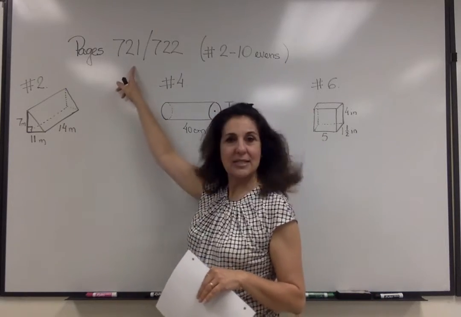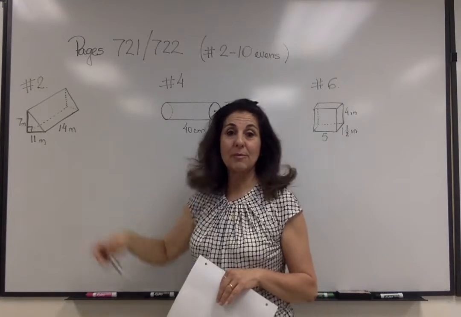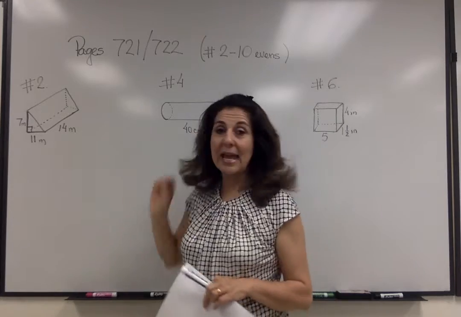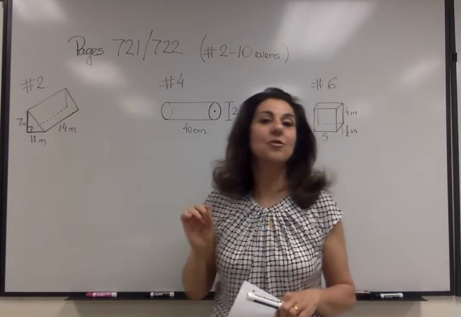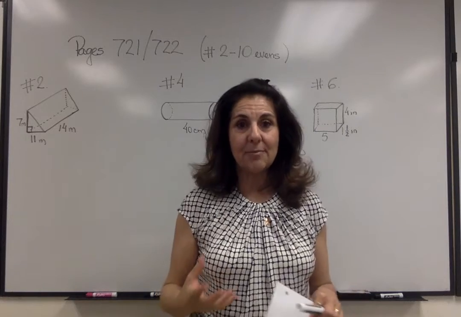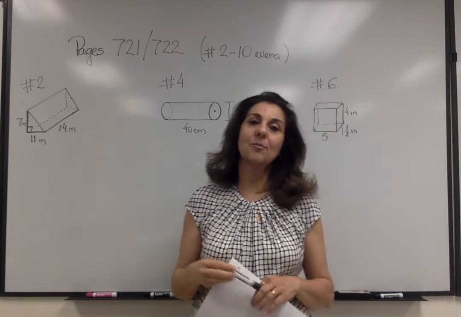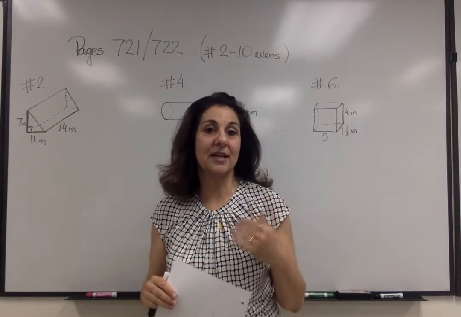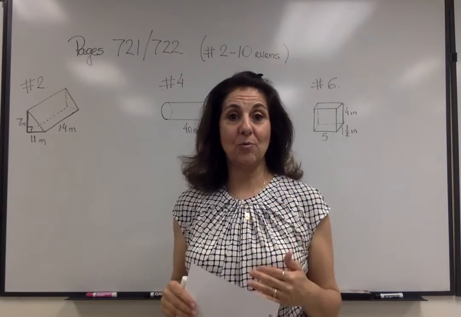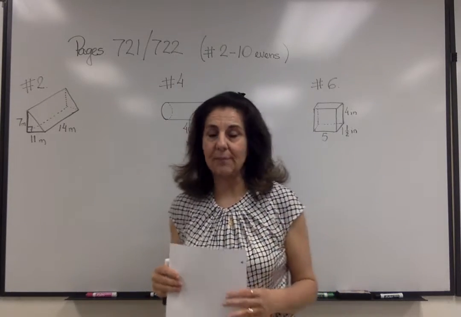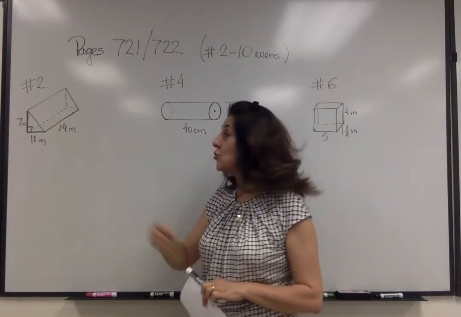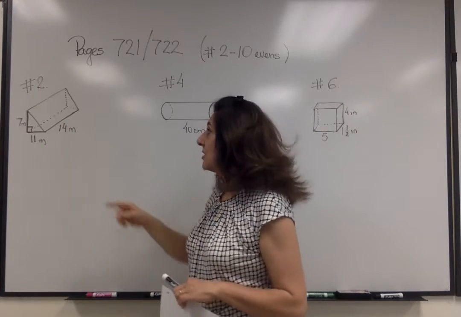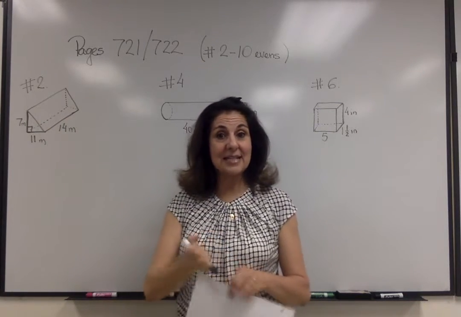The first problem on page 721 and 722 is problem number 2. Problem number 2 gives us a prism that has a triangular base. So the first thing you have to pay attention to is, what is the base? Because the volume is found multiplying the area of the base by the height of the geometric figure. So if you don't find what the base is, then it gets confusing. So let's see. First of all, we have a triangle. See, we have two triangles here, and those are the ones that form the base. So two triangles, base is a triangle.